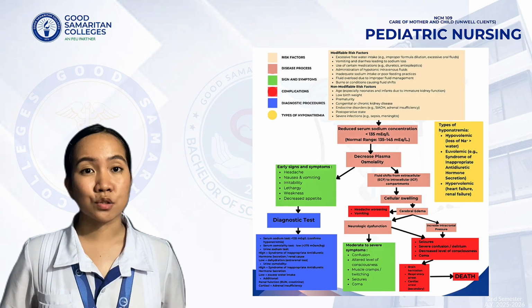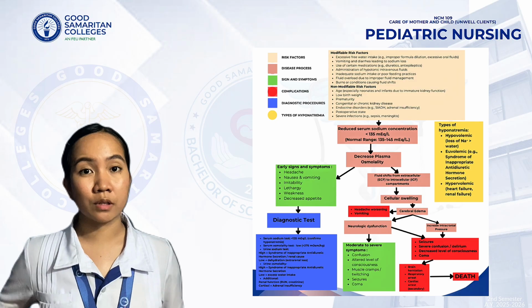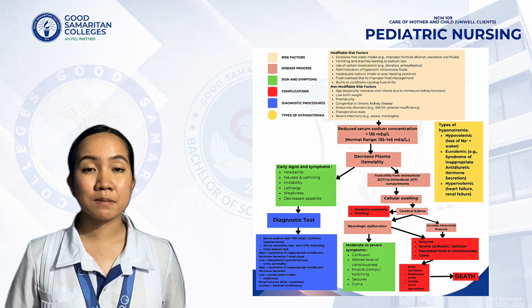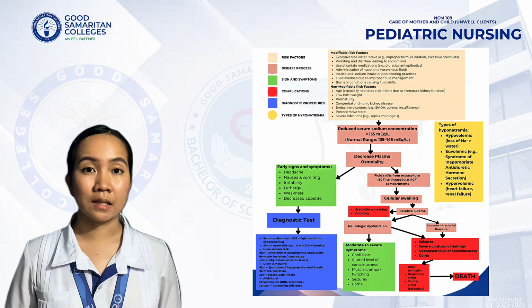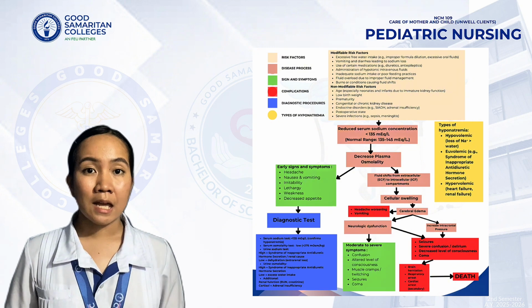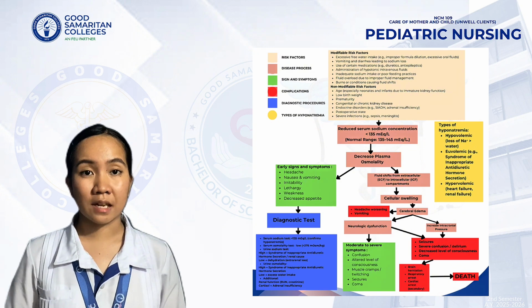Kapag mababa ang sodium, nagiging diluted ang dugo. So, bumababa ang plasma osmolality natin. Ibig sabihin, mas marami ng tubig kaysa sa sodium sa bloodstream po natin. Dahil dito, papasok ang tubig sa loob ng cells from outside kasi sinusundan ng tubig kung saan mas concentrated.